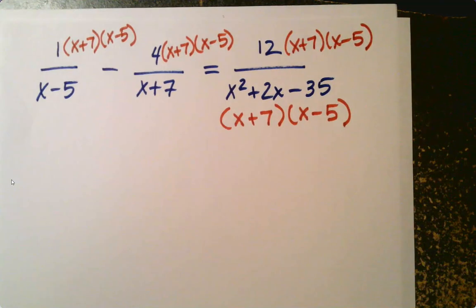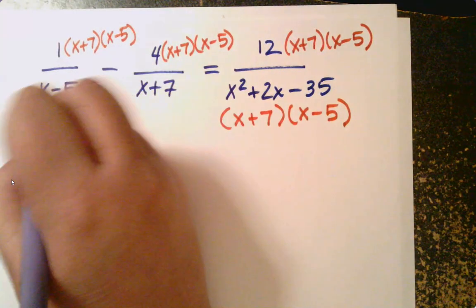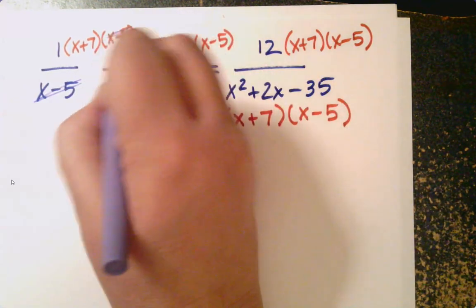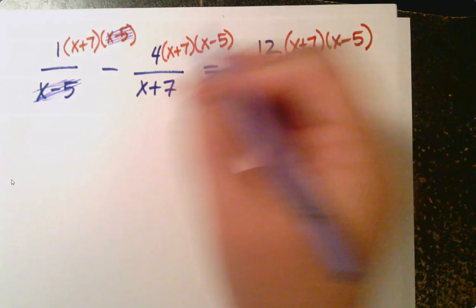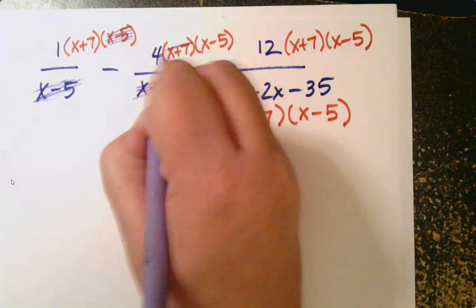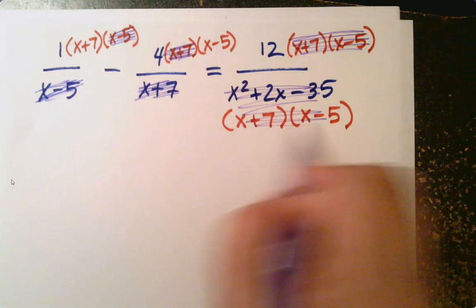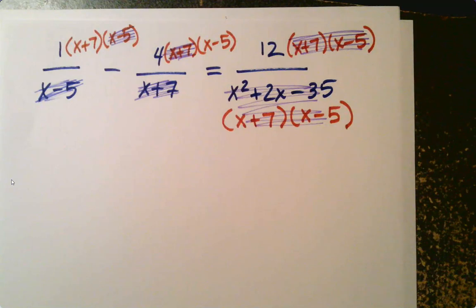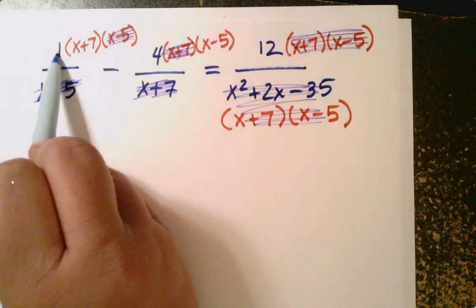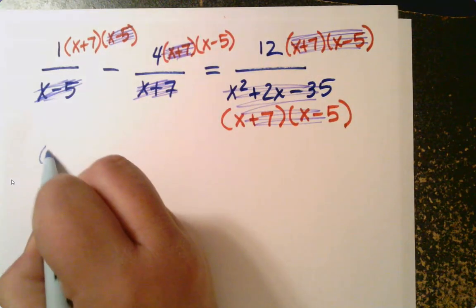There we go. Now I'm ready to cancel out any common factors because that makes a 1. Looking for a better color here. How about this one? Not very bright. X minus 5 cancels. Sometimes I like to shade out things that are canceling. X plus 7 here, and the whole thing cancels here. So that means the denominator is just 1, which means we don't really have a denominator, which is what we wanted. So what's left? 1 times x plus 7. So that's just x plus 7.